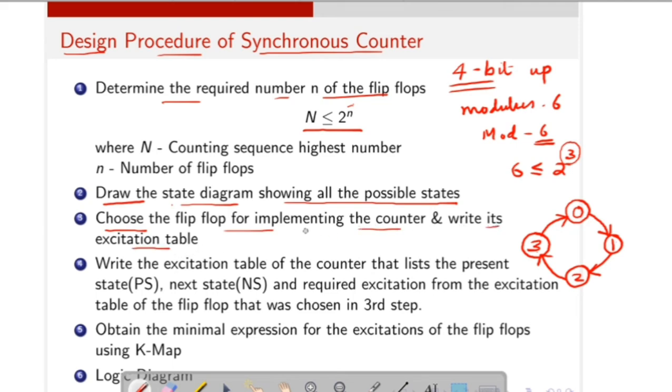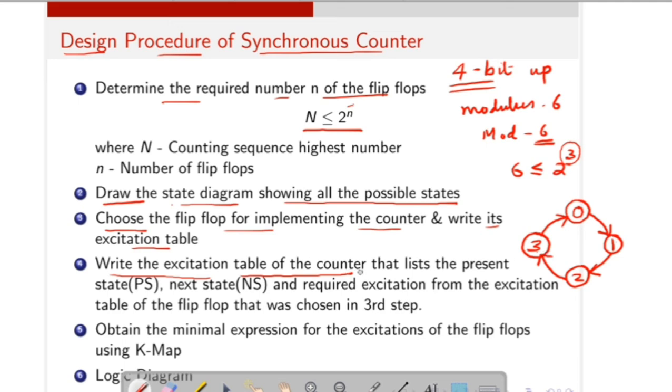Okay, so we choose which flip-flop is used to implement the counter. Then write the excitation table for that flip-flop. So it is easy to write the excitation table of the counter. So the next step is to write the excitation table of the counter. Okay, so here it is a 3-bit counter.